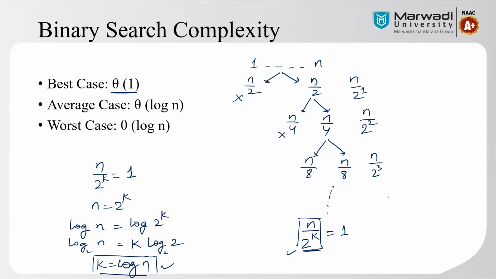The value of k is equal to log n, which means this is your complexity. Why? Because we are running this process k times. If we are repeating this process k times, this is your complexity. So the value of k is log n. That's why in the worst case, the complexity will be log n. In the average case also we will have log n. If you write log n by 2 also, it doesn't matter; it will remain log n only. So this is all about the binary search algorithm.